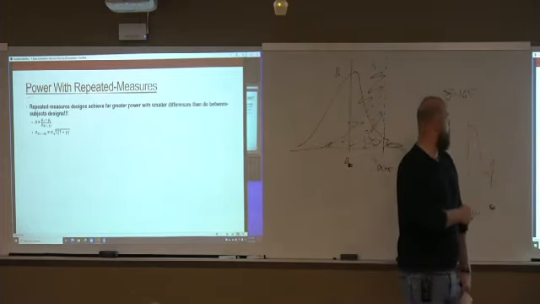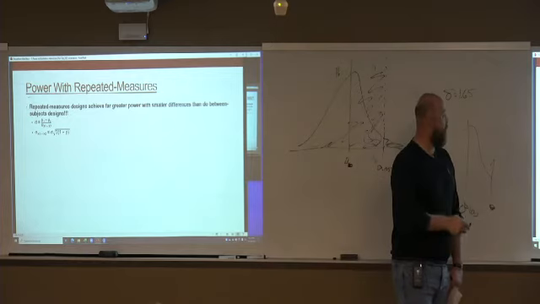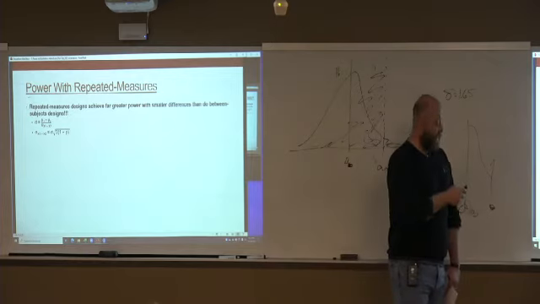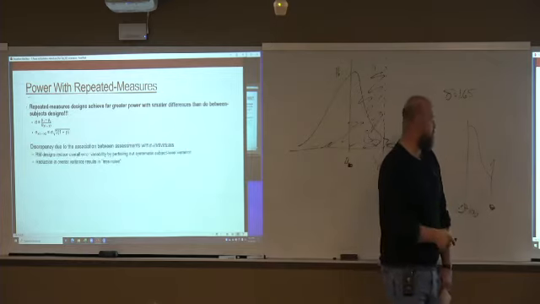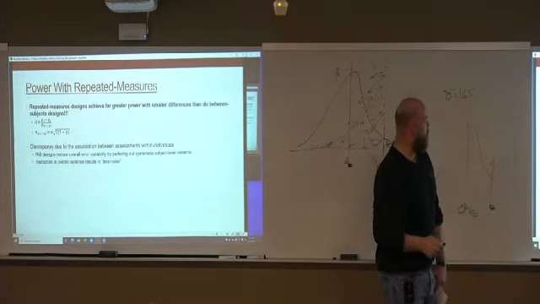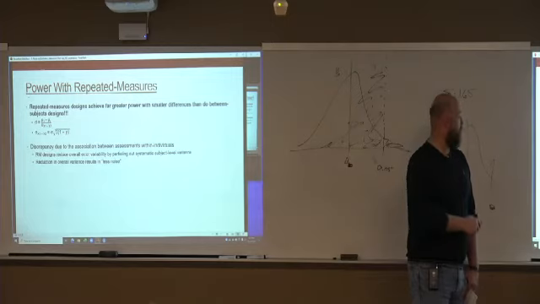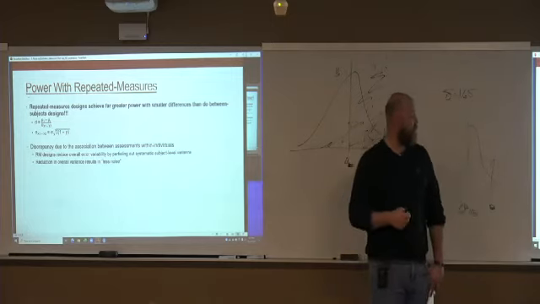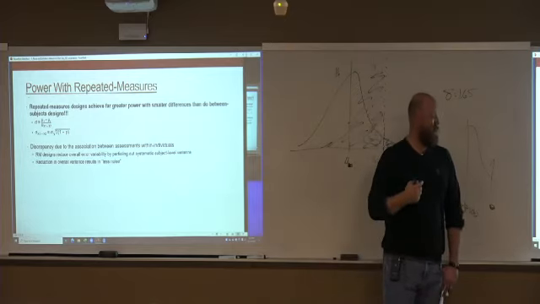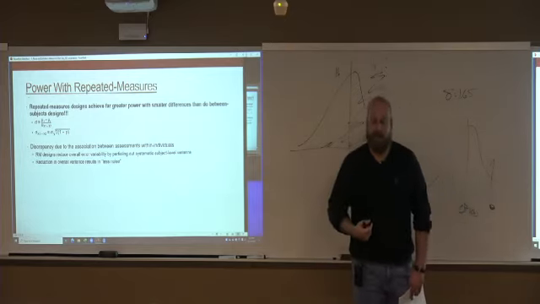So again, here's our calculation for power. Here's how we're getting our effect size, right? And what we're doing is accounting for that correlation between our repeated assessments, okay? With our repeated measures designs, we're parceling out participant level characteristics, right?